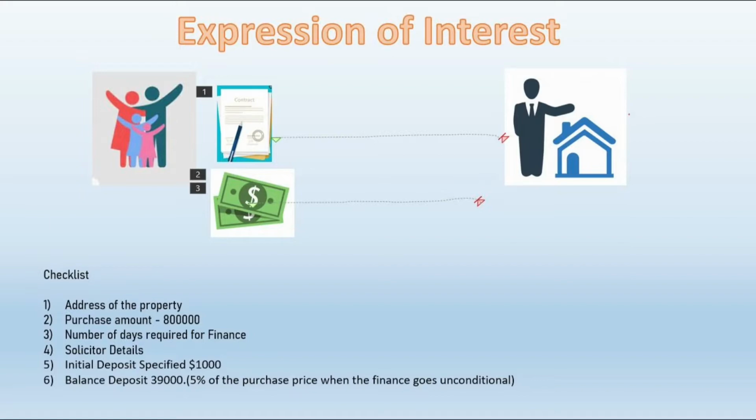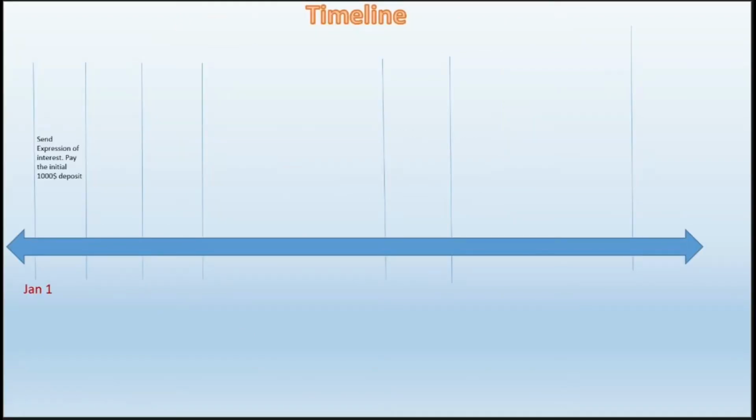Next, you decide an initial amount you can transfer to the seller to hold the property. Make sure this amount is not so high, but somewhere between $1,000 and $5,000 should be fine. You also have to mention the balance deposit. Typically that is 5% of the total purchase amount, which you can transfer to them once the finance is approved. Now let's look at the timelines one by one.